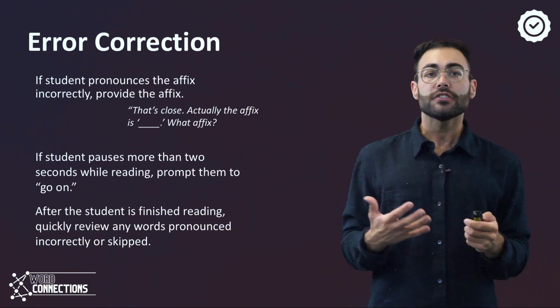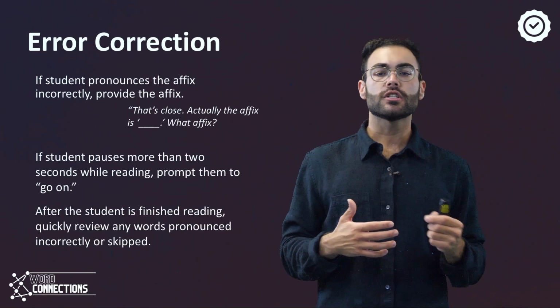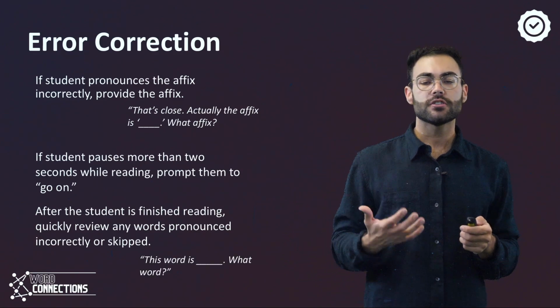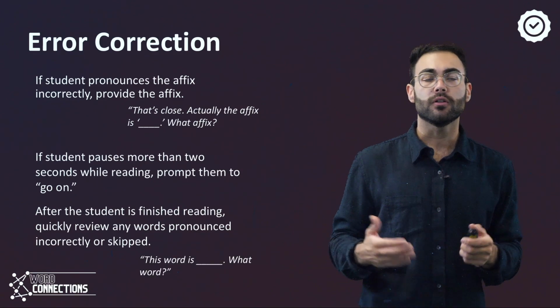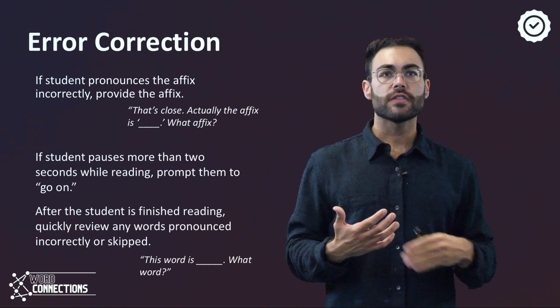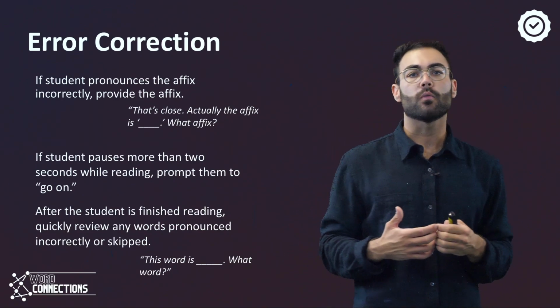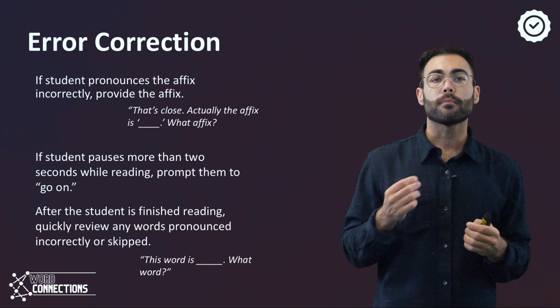And finally, after the student is finished reading, quickly review any words pronounced incorrectly or skipped. Teachers can say, "This word is impossible." "What word?" "Impossible." Making sure that students are repeating the word and finding the word on their worksheet on the Beat the Clock list if they're having errors.